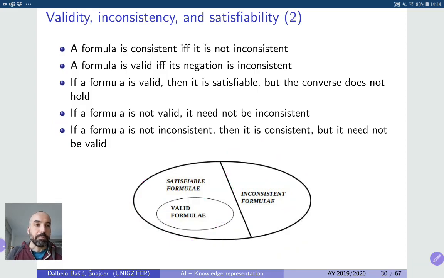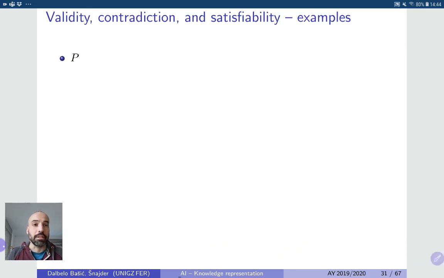Okay. Now let's see if this actually came across. I'll give you a couple of propositional formulas and ask you, for each of these, to tell me if it is a valid formula, a contradiction, or a satisfiable formula. And of course, if it's valid, then it is also satisfiable. So what about the formula P? Is this a valid formula, a contradiction, or a satisfiable or consistent formula?